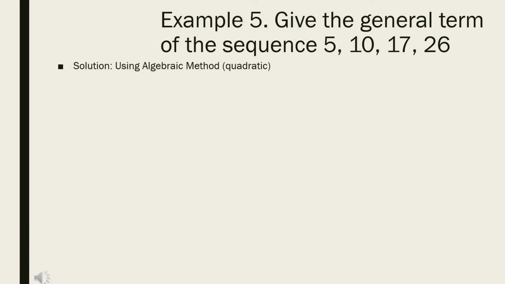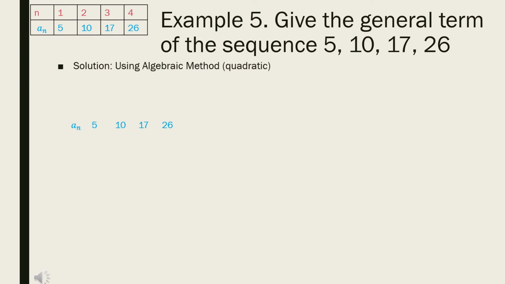Now, identify the number of terms. Since we have 4 terms here, n is 1, 2, 3, and 4. And then our a sub n is 5, 10, 17, and 26. So, write a sub n differently on scratch paper or any piece of paper, and first establish the connection between terms. From 5 to 10, it is added by 5. From 10 to 17, it's added by 7. And from 17 to 26, it's added by 9.